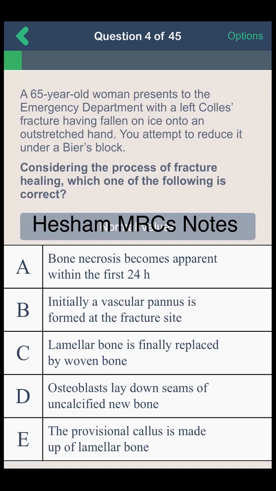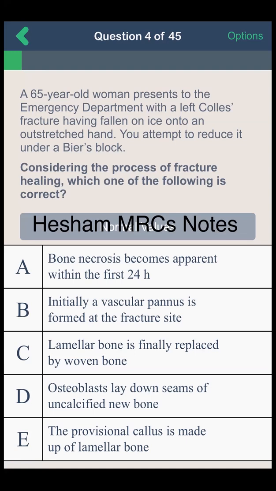Okay, this question. A 65-year-old woman presents to the emergency department with a left Colles fracture, having fallen on ice onto an outstretched hand. You attempt to reduce it under a Bier block. Considering the process of fracture healing, which of the following is correct?